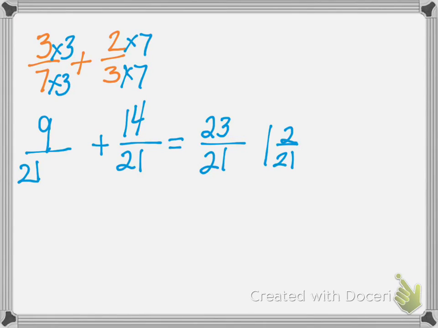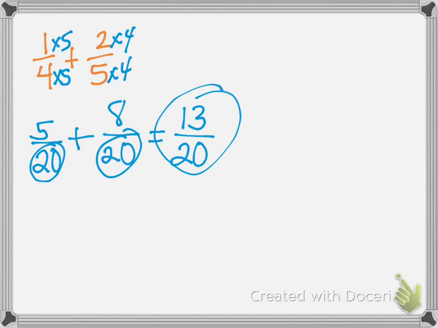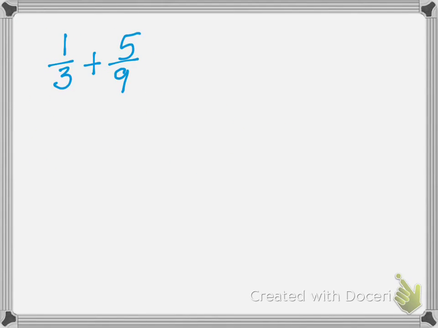Okay, I'm going to do one more. 1/3 plus 5/9. Now, if you notice on all the other ones, 7 times 3 is 21, 5 times 3 is 15, 4 times 5 is 20. So you might think, well, can't I just multiply the denominators to get the least common denominator? Nope, that is not always the case. Sometimes it's the case, but it is not always the case. So I will show you in this example.